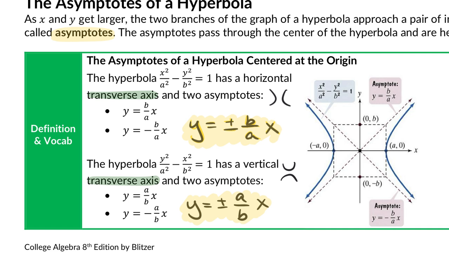I believe on your homework when it asks for the asymptotes, you have to type them separately. So do one of them with a plus, one of them with a minus, but for me, you can combine them into the same.